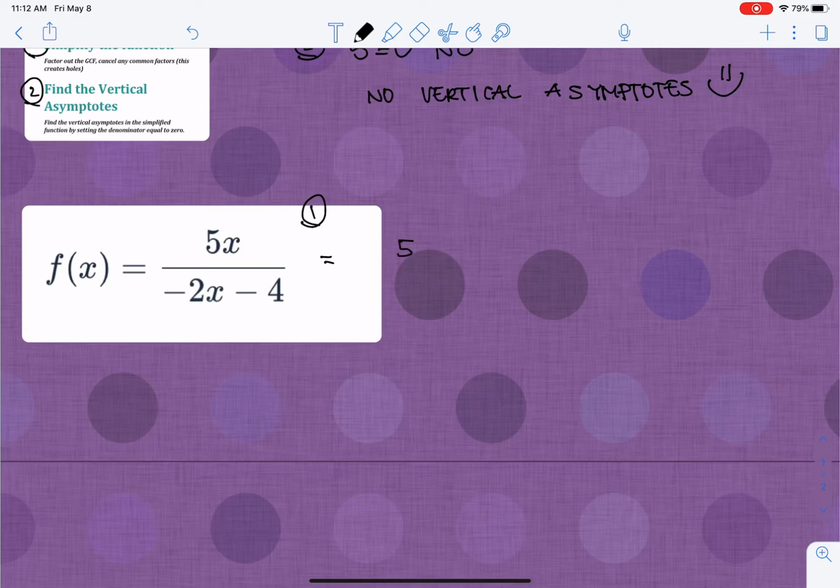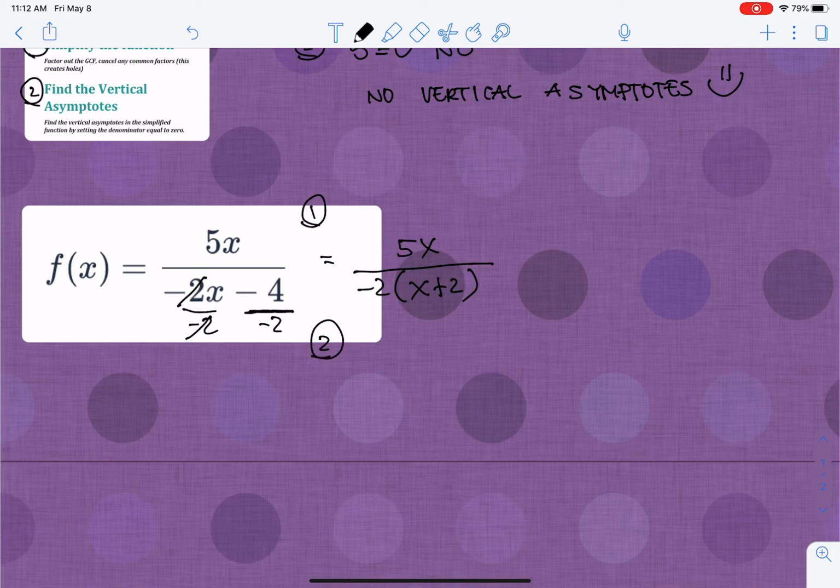Well, 5x can't really factor anything out of there. Here, what is the greatest common factor between these two guys? Well, I can factor out that -2. So it's kind of like I'm dividing by -2, right, on each part. So -2 divided by -2, I'm just left with x. -4 divided by -2 is going to give me +2. All right, there you go. There's our simplified version.